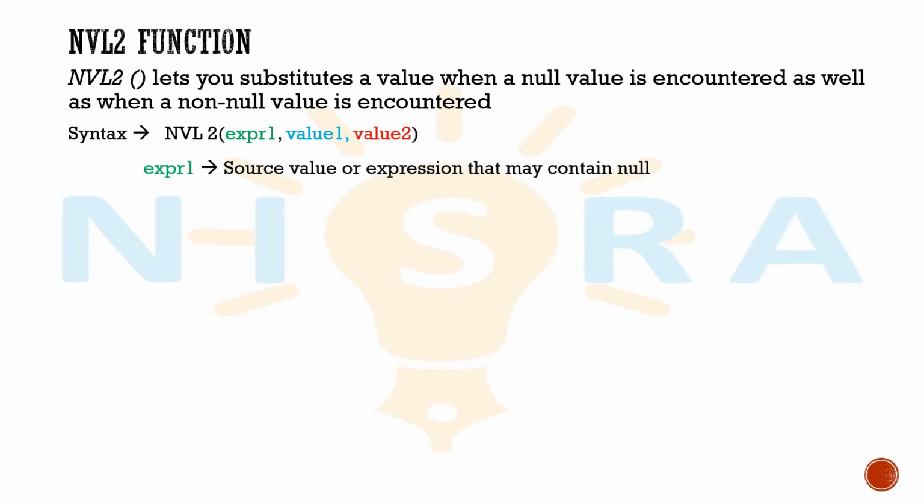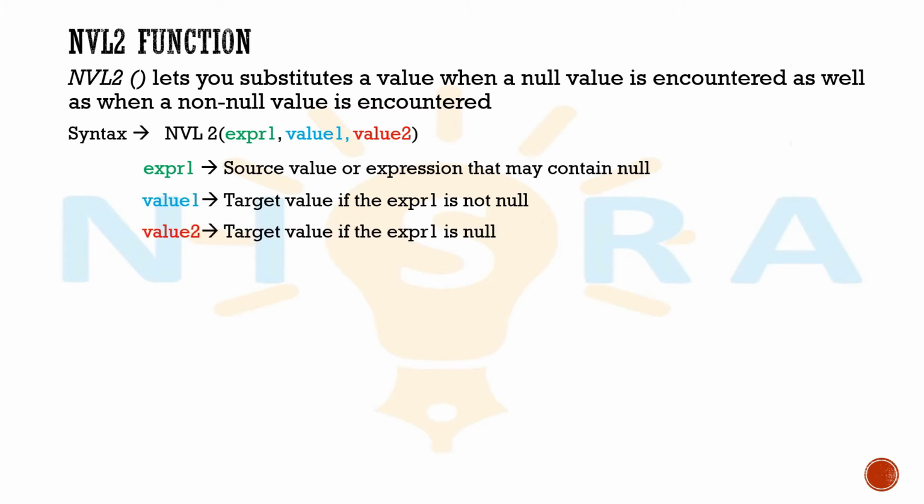So the expression is some value or expression that may contain a null. Value 1 is a target value if the expression is not null. Value 2 is a target value if the expression is null. Now we look into some examples.